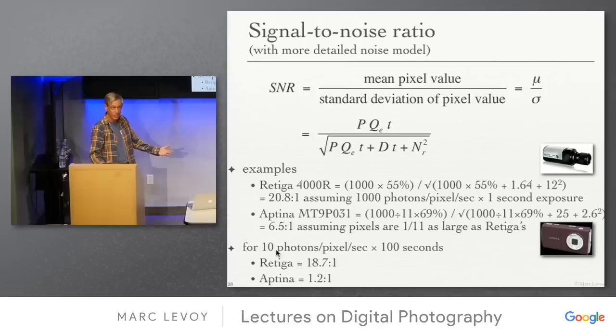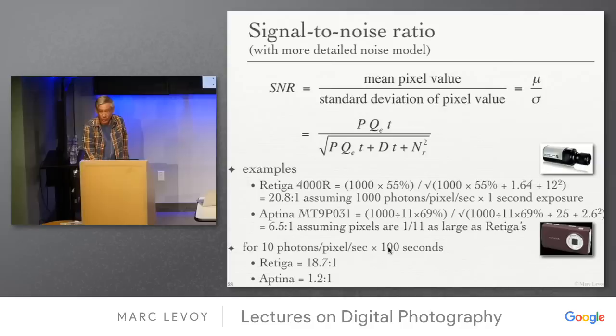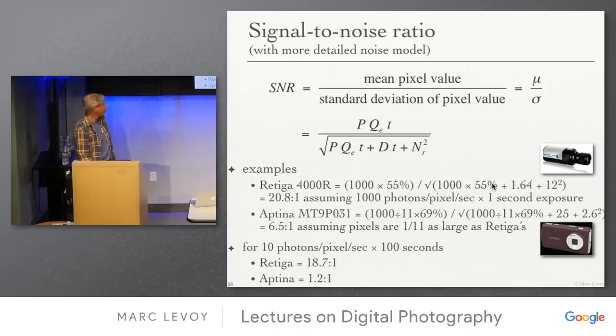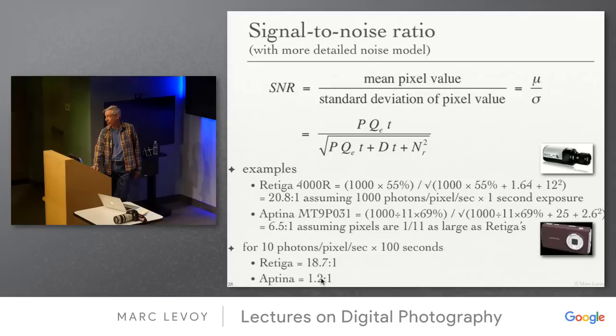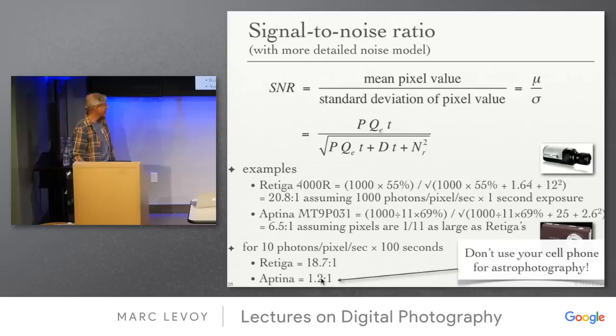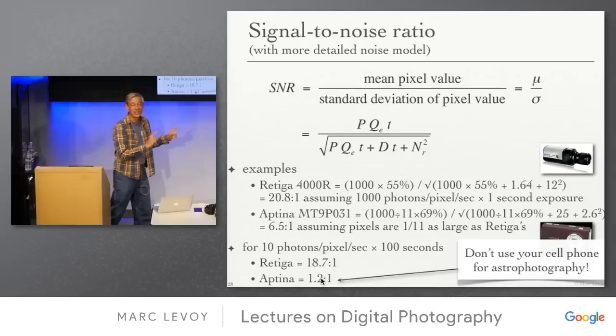And we take a much longer exposure in order to make up for that, then the Retiga is still going to do pretty well because that dark current is very low. But the Aptina is going to do horribly because the dark current will just completely overwhelm what is being recorded and you'll lose your signal-to-noise ratio. So don't use your cell phone for astrophotography, except for the averaging that I showed you in the See in the Dark app, when I talked about extreme imaging.